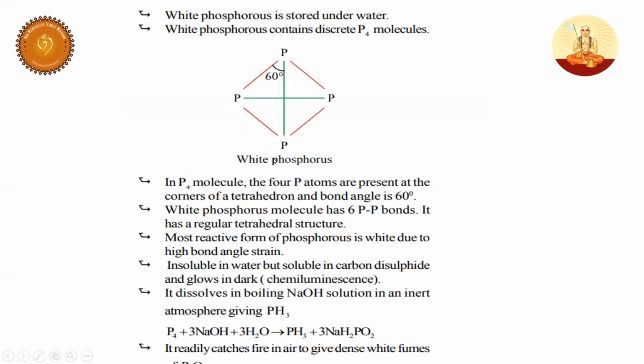Students, the white phosphorus is very reactive. Why? What is the angle here? 60 degrees. What should be the angle? 109 degrees, 28 minutes. Here the angle should be 109 degrees 28 minutes, but the angle is 60 only. There is a strain. That's why white phosphorus is very explosive, a very reactive form, because of the bond angle strain.